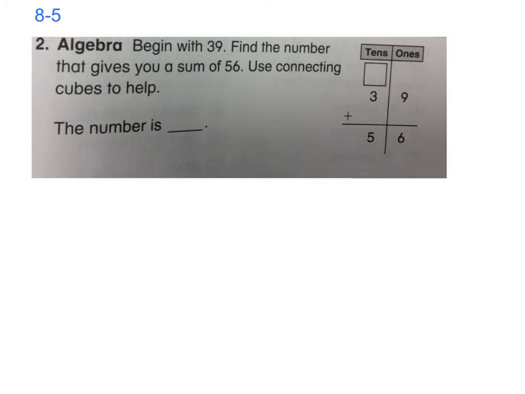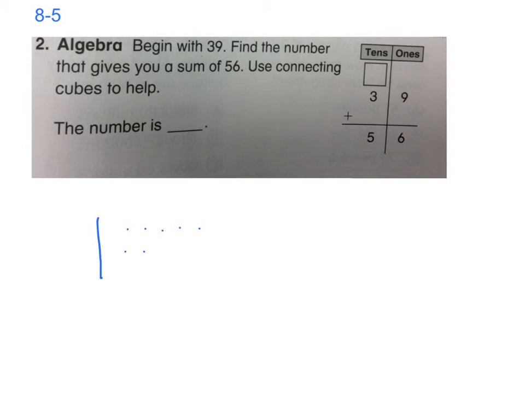Start with 39 and then draw tens and ones as you count on. Stop when you reach the sum of the problem, which is 56. So we start with 39, add another 10, 49, 50, 51, 52, 53, 54, 55, 56. You just drew 1 ten and 7 ones, and that makes the number 17.